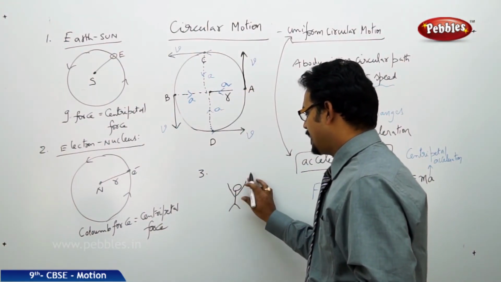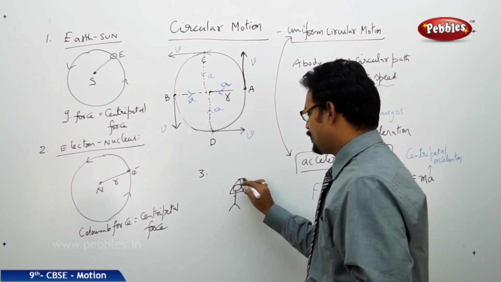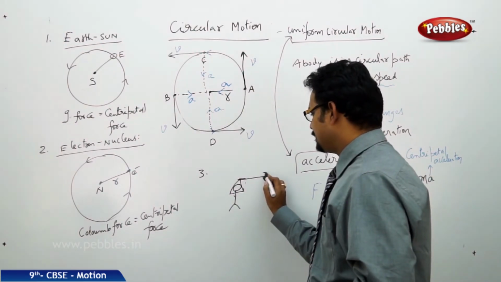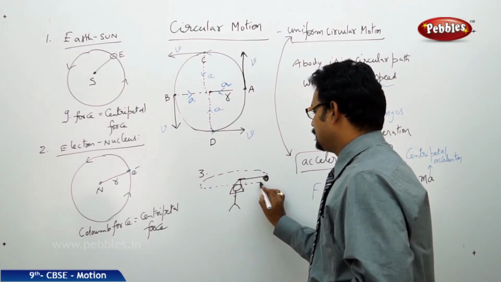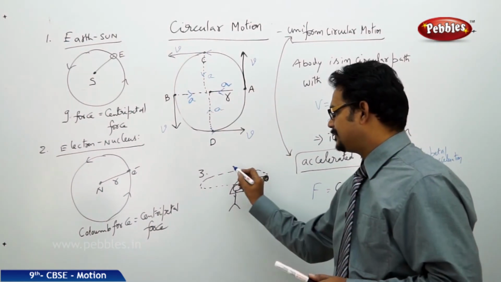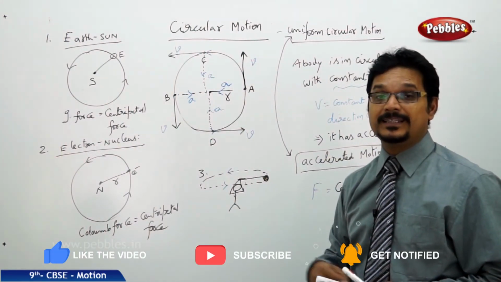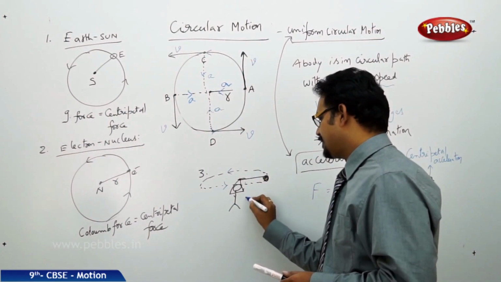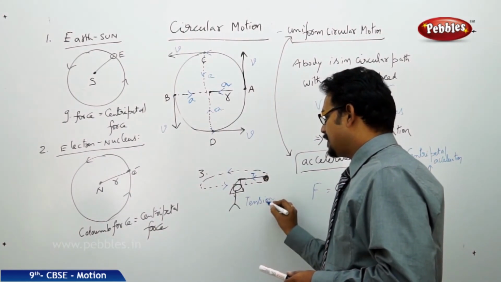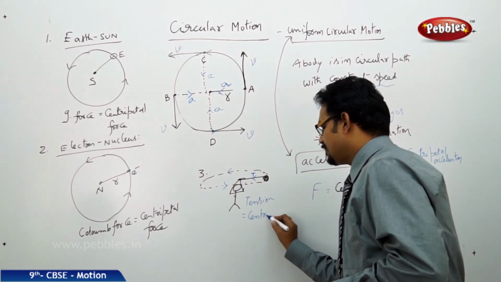Now the third example, what I have mentioned earlier: a person standing on the ground has taken a rope or string tied to a stone, and it's whirling. So the stone is in a circular path. Here also centripetal force acts, but here the tension in the string works like a centripetal force. So tension equals centripetal force.